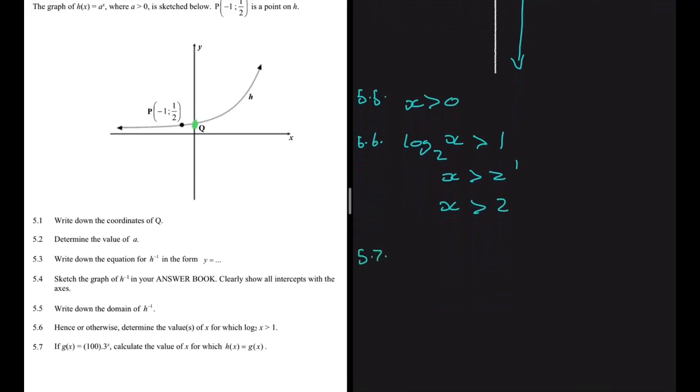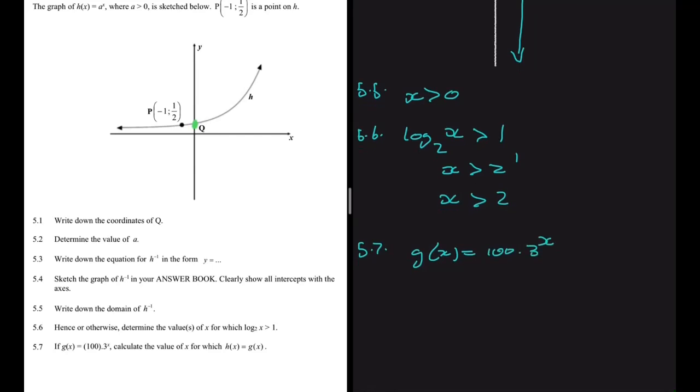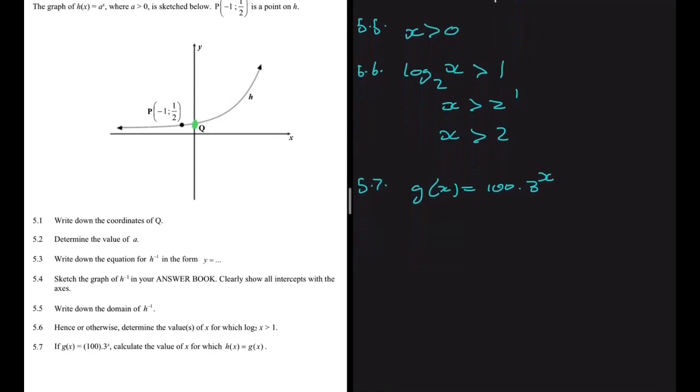5.7, they're saying that g of x is equal to 100 multiplied by 3 to the power x. And then calculate the value of x for which h of x is equal to g of x. So what is h of x again? h of x is 2 to the power of x. So we need some values of x for which 100 multiplied by 3 to the power of x is equal to 2 to the power of x.